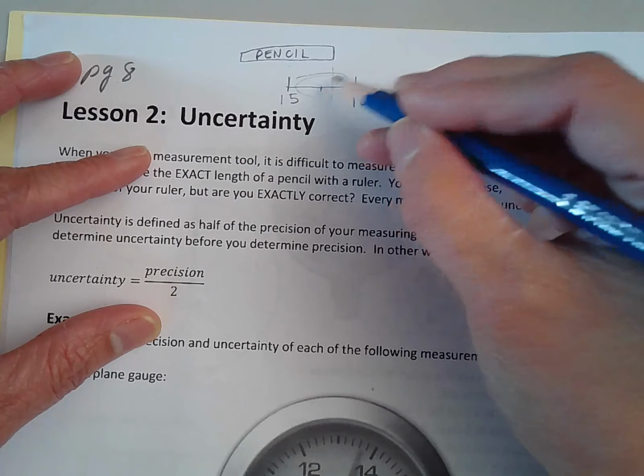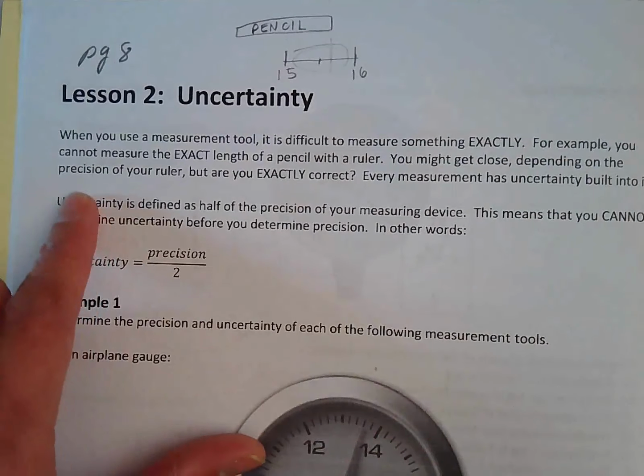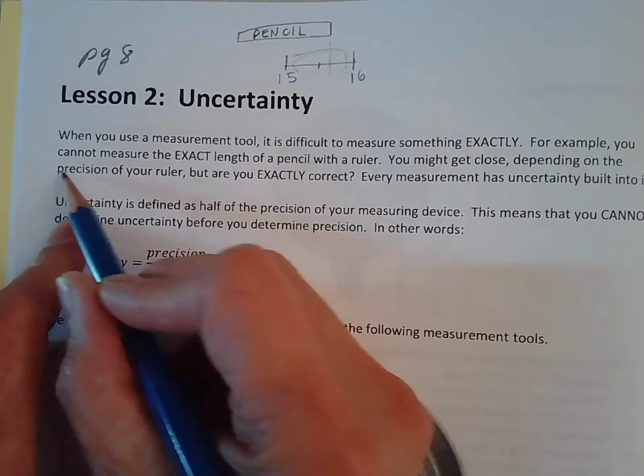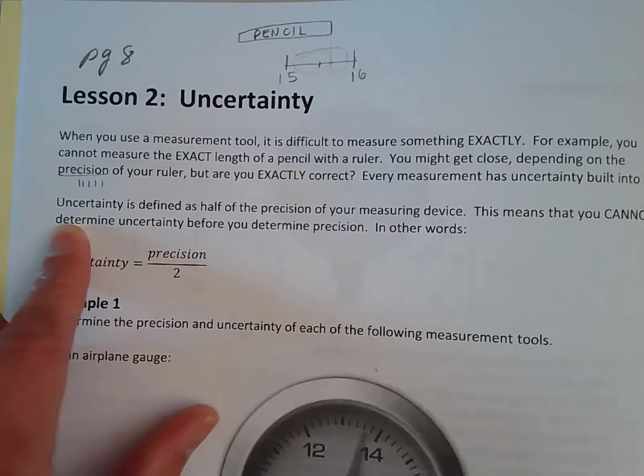So let's just read it. When you use a measurement tool, it is difficult to measure anything exactly. For example, you cannot measure the exact length of a pencil with a ruler. You might get close, but depending on the precision of the ruler, remember, precision is how fine the tick marks are on a ruler. But are we exactly correct? Okay, so that's a question. Are we really exactly correct?